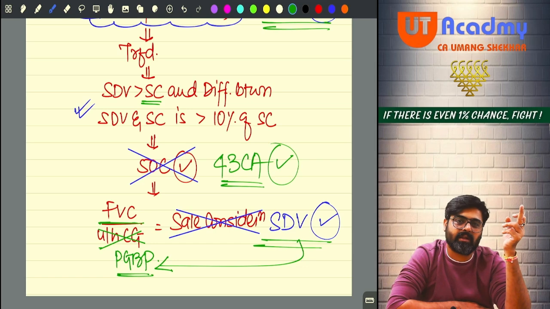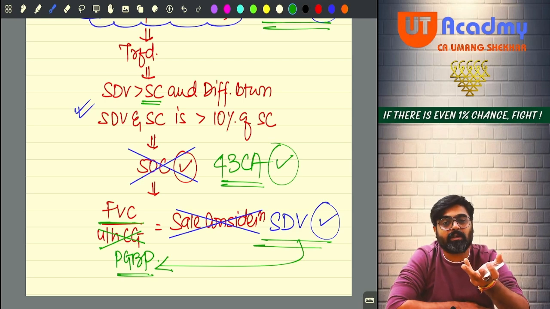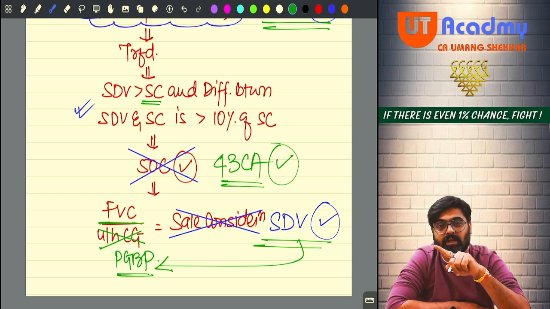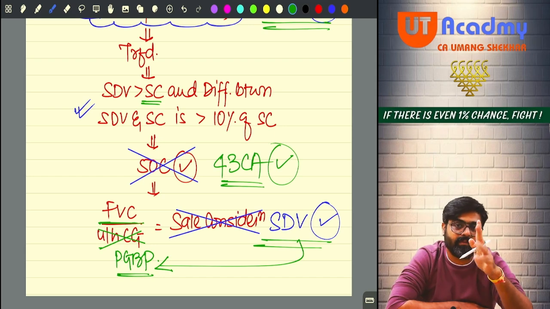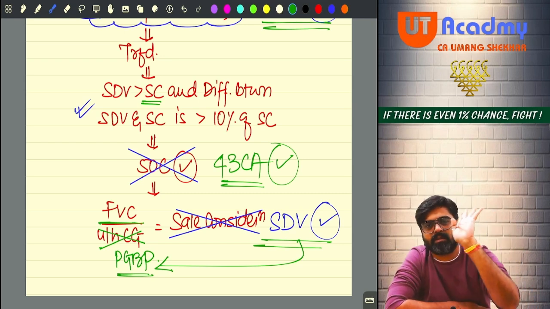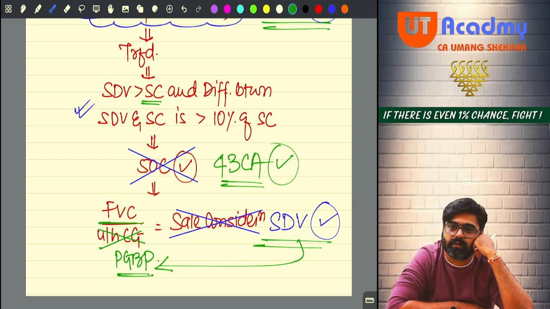Date of sale agreement and date of registration, both days are different. Then which stamp duty value needs to be taken? Always the date of registration. But in one exceptional case, the date of sale agreement, as on that day, whatever stamp duty value is given, that stamp duty value can be taken for 43CA. Every single thing is same. I told you, entire 50C is copied and pasted in section 43CA. Not a single thing is different.